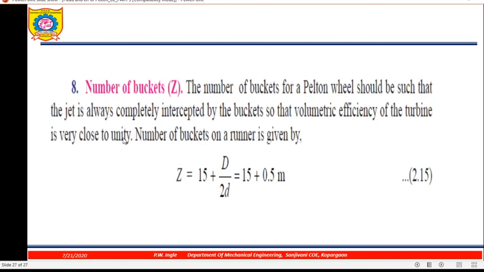Now number of buckets, Z equal to 15 plus capital D upon 2 into small d. So it is 15 plus 0.5 m. So this completes the head, efficiencies and design aspect of Pelton turbine.